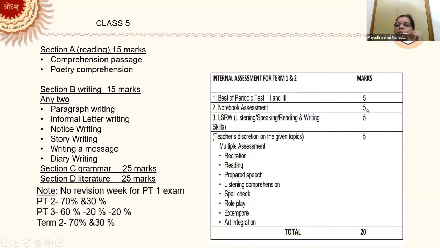Notebook assessment for 5, LSRW for 5, and teacher's discretion on the given topics for 5 marks. Any one you can choose. For class 5 level, you can have recitation, reading, prepared speech, listening. You can have spell check also. You can have role play. You can have extempore speech. So many topics you can have. It is all about teacher's discretion on the given topics. Any 2 topics you can choose, or multiple topics, or any 1 topic also. So this is for 20 marks.